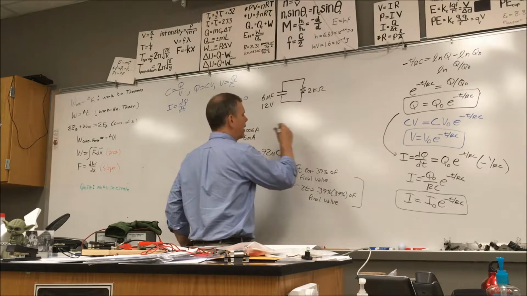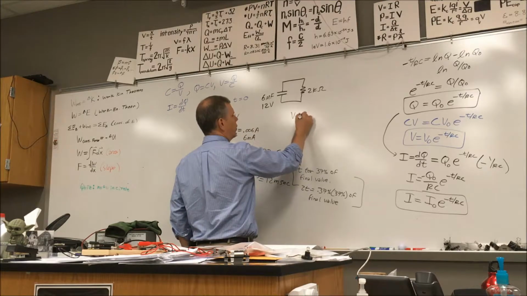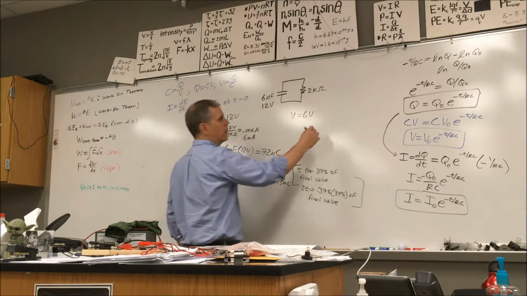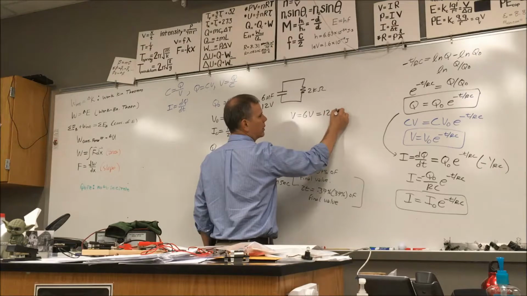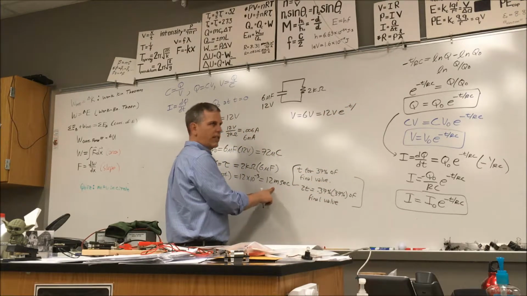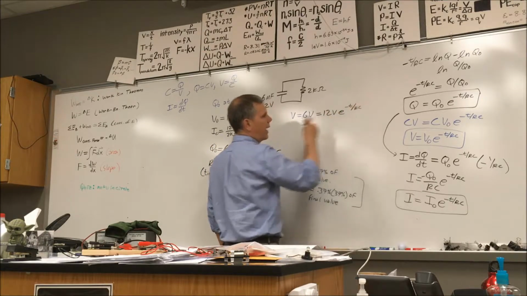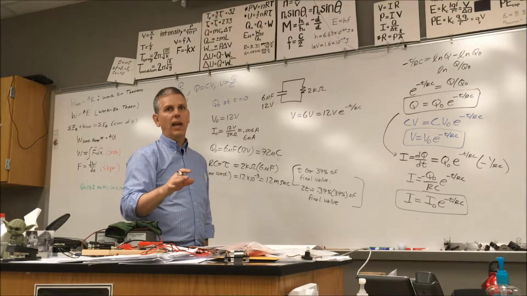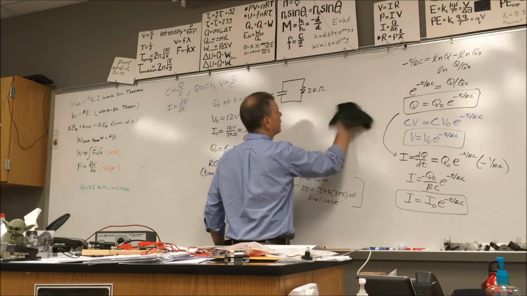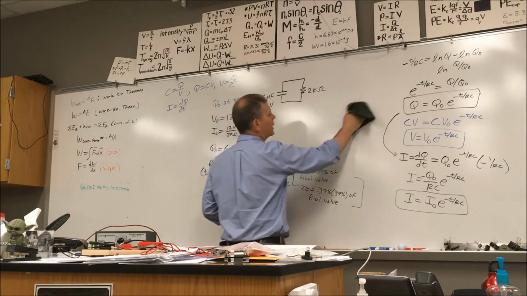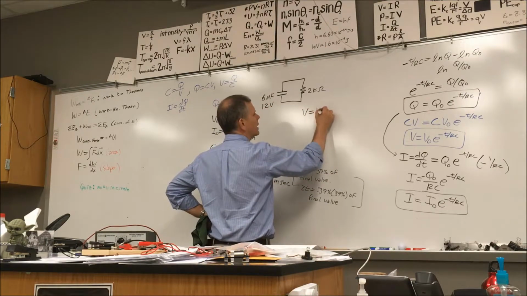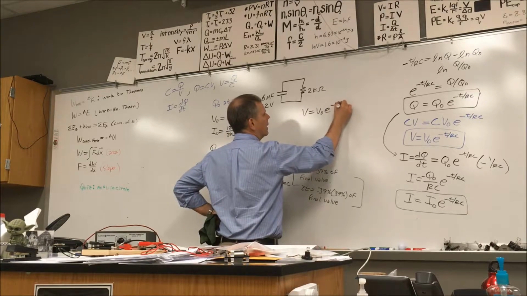Okay? So let's say our voltage equals 6 volts. There's our voltage equation. It's going to equal 12 volts times e to the minus time over RC. And I'm just going to put RC because we're going to have to do some algebraic manipulation anyway. Let's just do this with pure algebra. Let's solve for t.